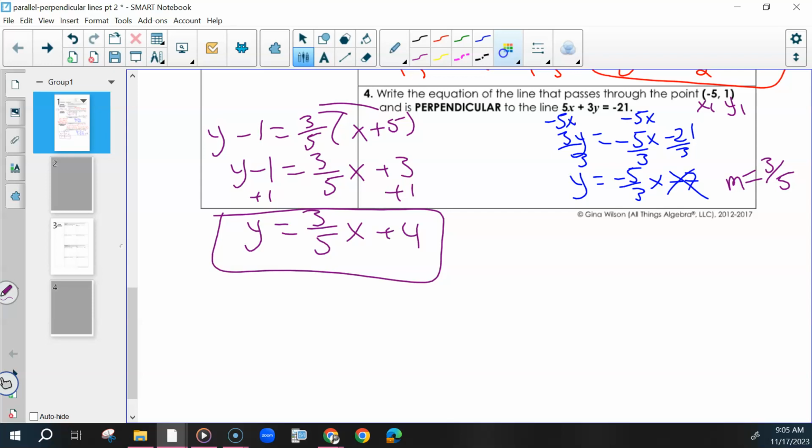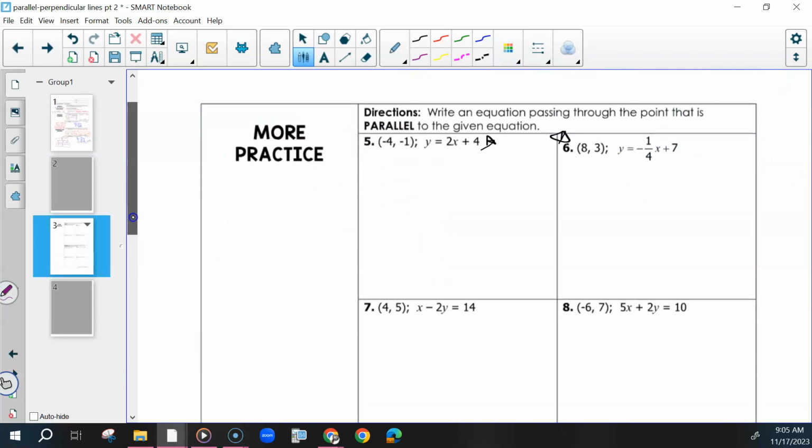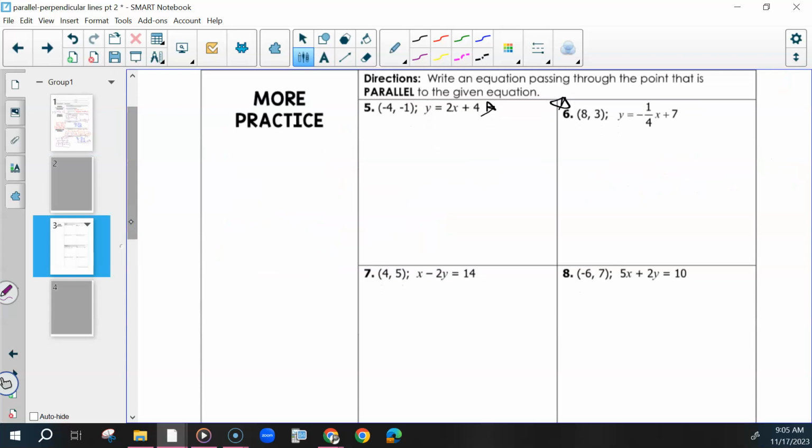Alright, look at the next page. Are there any you want to see, do, go over, have questions about? I'm going to have you guys go grab iPads so I can show you this in Desmos, and I want you to try a couple of these, and then I'll explain what you're doing after that. So everyone go grab them.